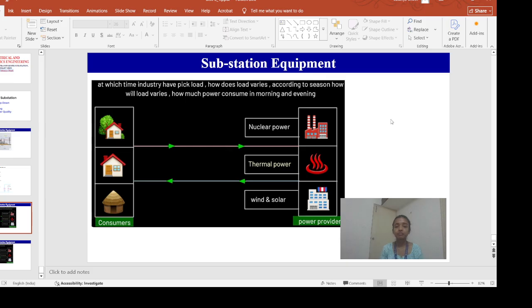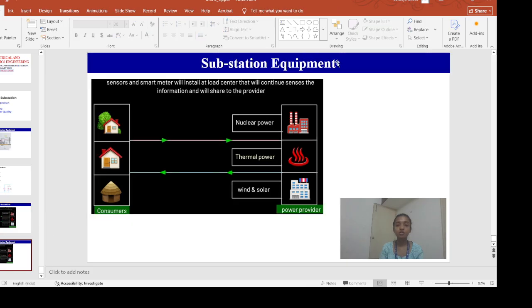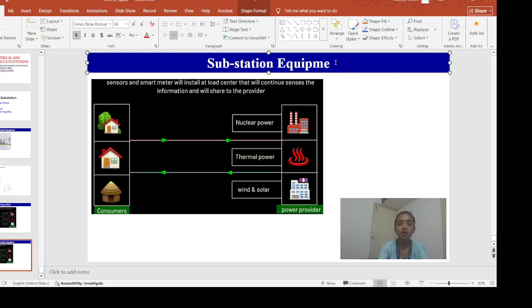Next, this topic is actually not substation equipment. This is actually smart grid. Okay, the topic name is smart grid. So let me change here also. This is smart grid.